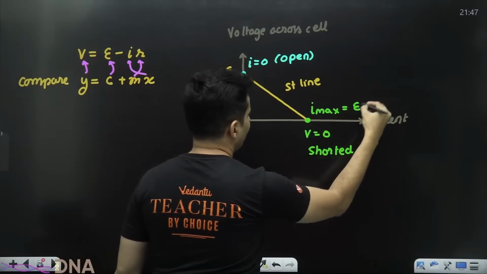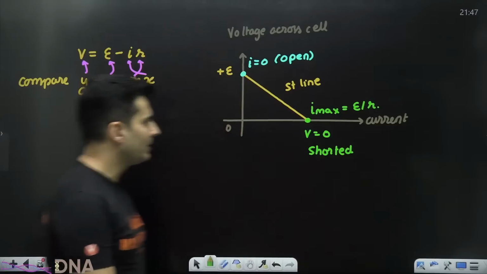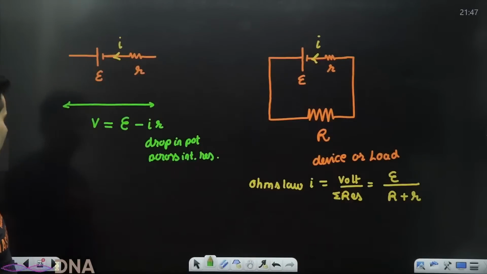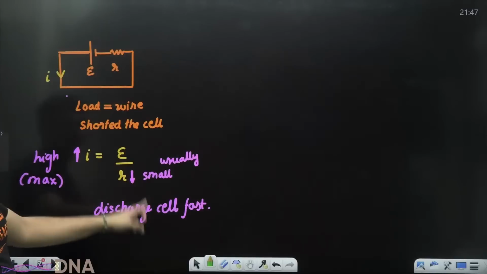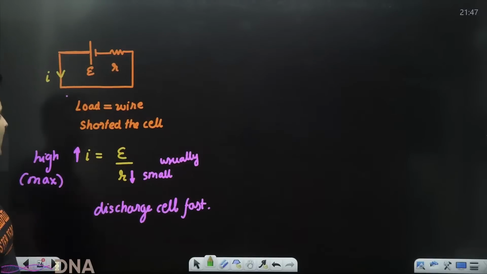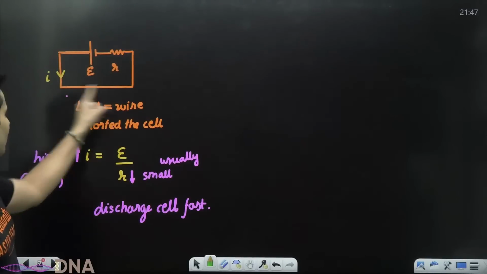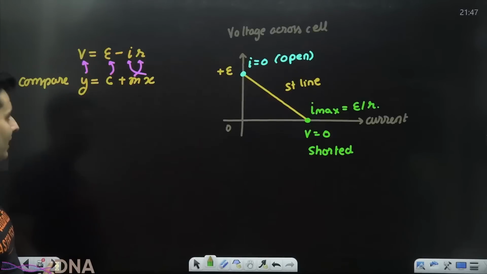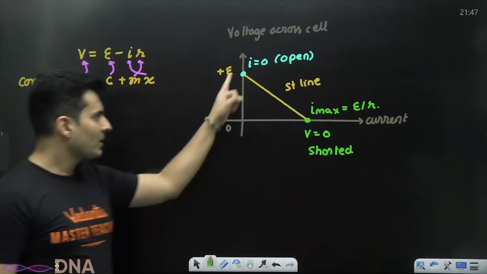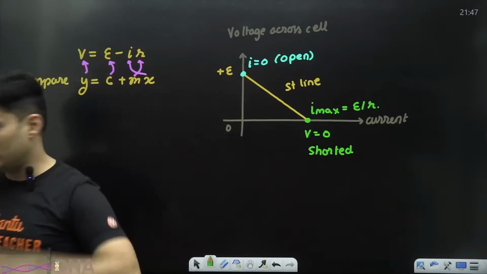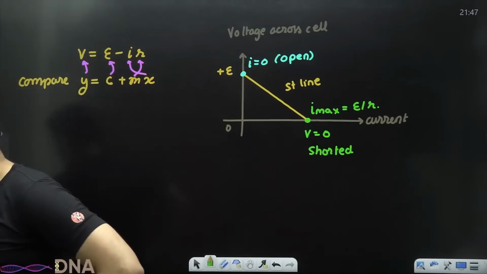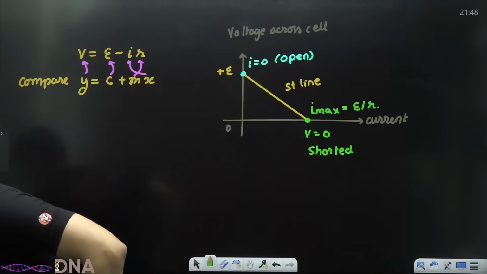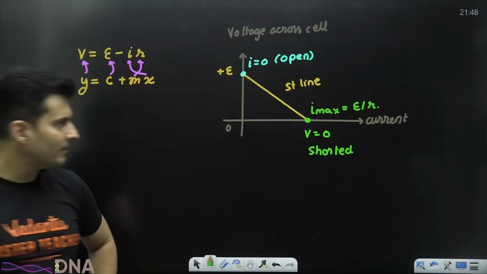This maximum current was E by R, if you remember correctly. This was shorted. Yes, E by R. Because there will be no voltage difference here, right? It's a wire. There is no voltage across a wire. That's the reason for it. So this graph is very important. Clear? Understood how we brought in that analogy, how we compared it with the straight line equation?